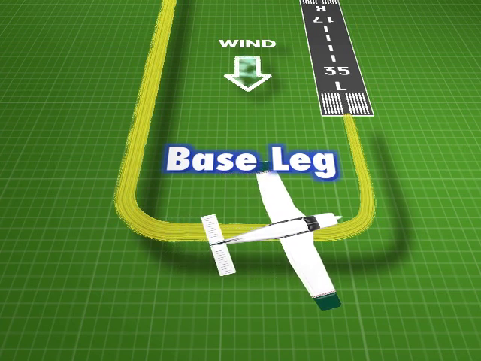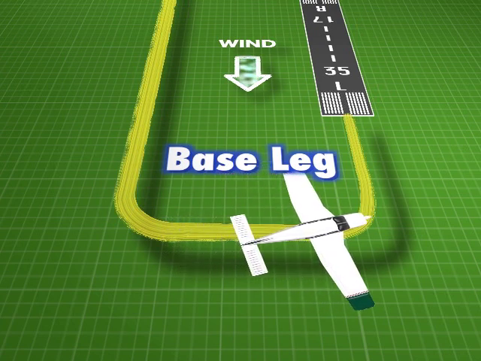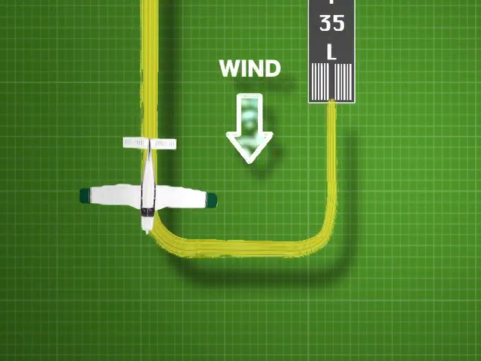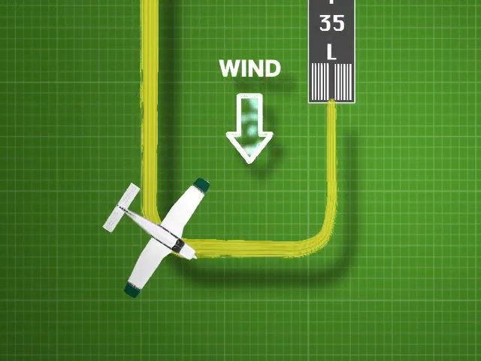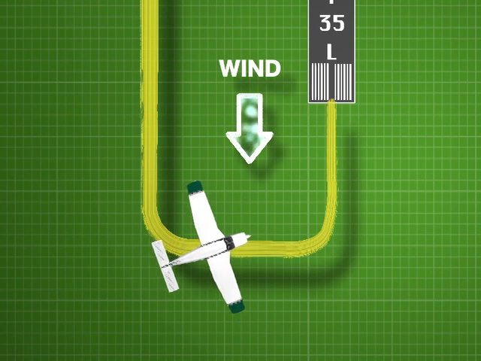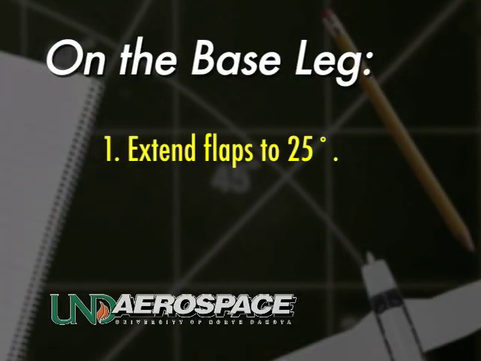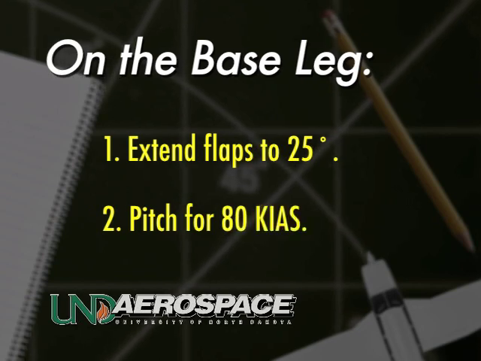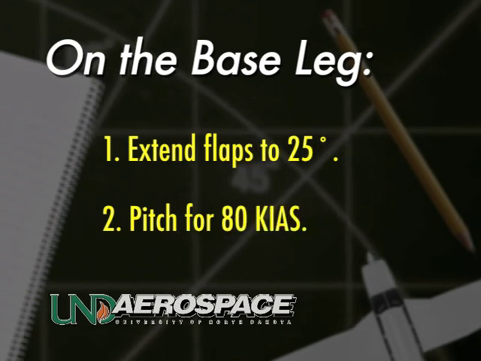Therefore, as the pilot turns onto the base leg, he or she must take care to turn more than 90 degrees and establish a crab once again into the crosswind and prevent drift. On the base leg, the pilot should extend flaps to 25 degrees and slow to 80 knots while at the same time continuing that steady descent.